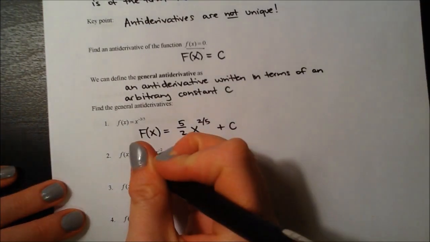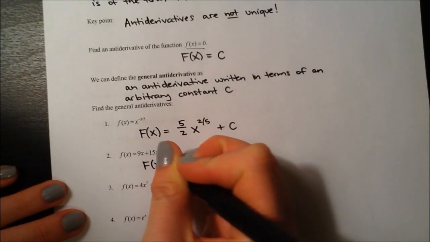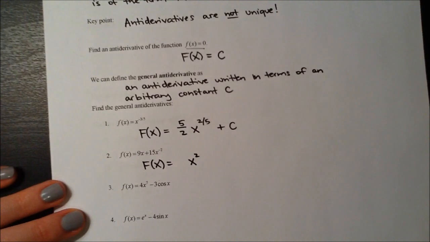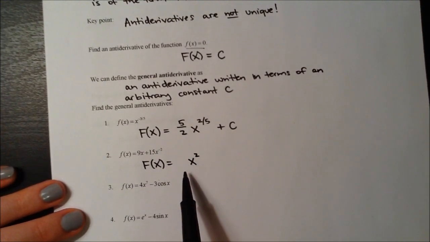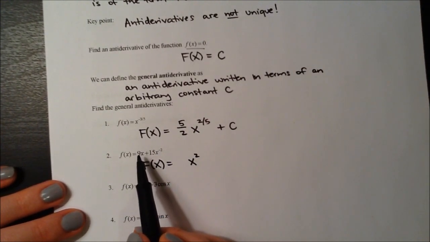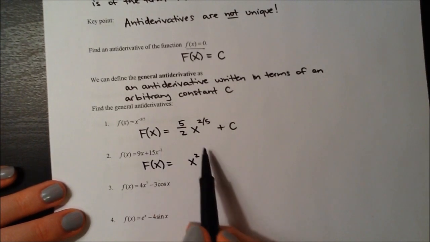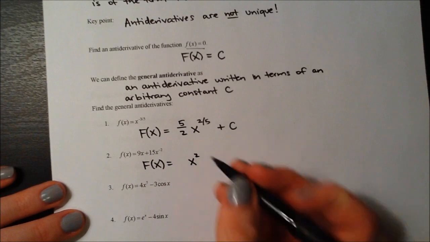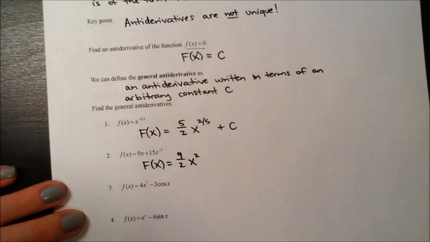Okay, let's do this next one. F of x equals, again, we're going to kind of work our way backwards. So it must have been x squared. And then we're thinking, what must have been here to give us 9? So what we actually do is we take this 9 and we divide it by 2, because we know that it must have been multiplied by 2 to get 9. So that would be 9 divided by 2, or 9/2.